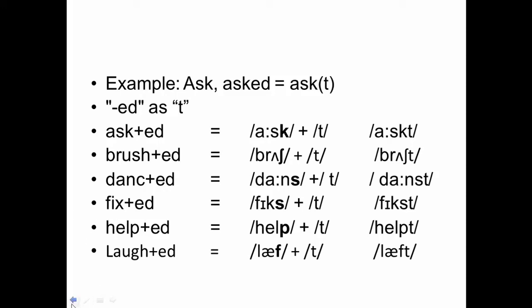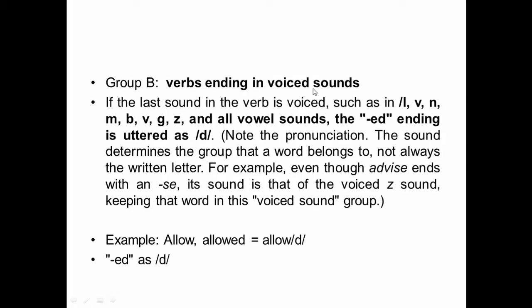Okay, in rule number 2, if you have grasped the first rule, then the second rule will be very easy for you, because that is just the opposite of that. If the first form of the verb ends in a voiced sound. First we talked about the verb ending in voiceless sounds, and now we are talking about the words ending in voiced sounds. So these are some voiced sounds I have mentioned here. L, v, n, m, b, g. All vowel sounds. In vowels we have triphthongs, we have diphthongs. They are actually voiced sounds. So when a verb ends in any of these voiced sounds, ed ending is uttered as d.